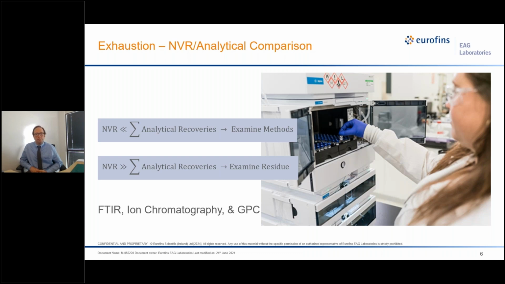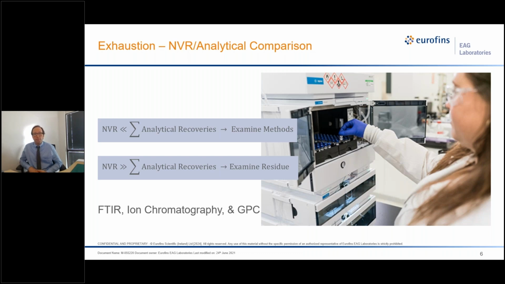So some common things that you'll see there are polymeric species, right? So if you have a polymeric medical device and you have degradation, you may have pretty large oligomers, and you can then see these by FTIR and demonstrate that that's what the bulk of that NVR is, and that's what's pushing it up above the analytical recoveries.